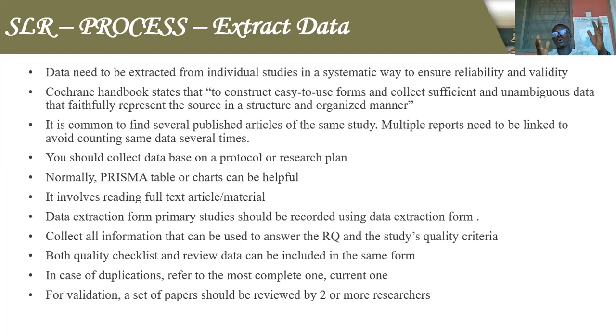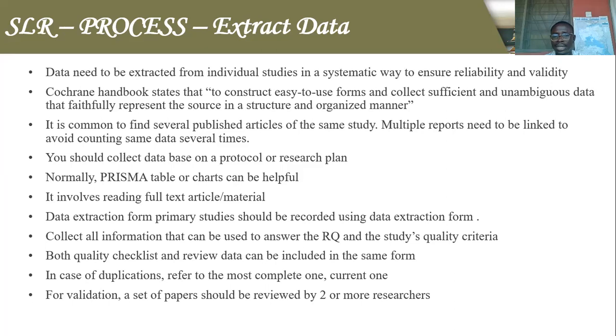After you have selected the literature that you need, say, I have downloaded about 300 articles from the various databases. Upon scanning through the abstract, the title, and the full text, I've now realized that 150 articles are very good and important for my review. So now you are taking the 150, and you're going to extract data from the 150.